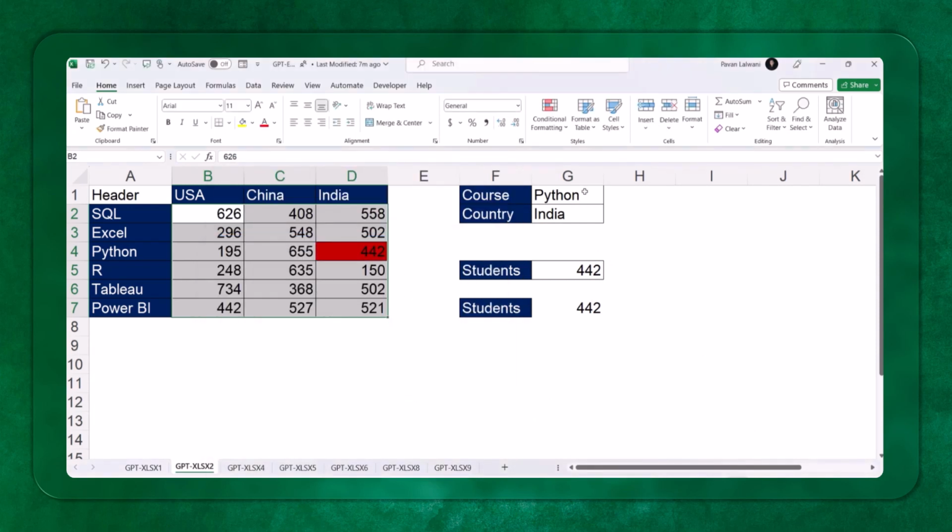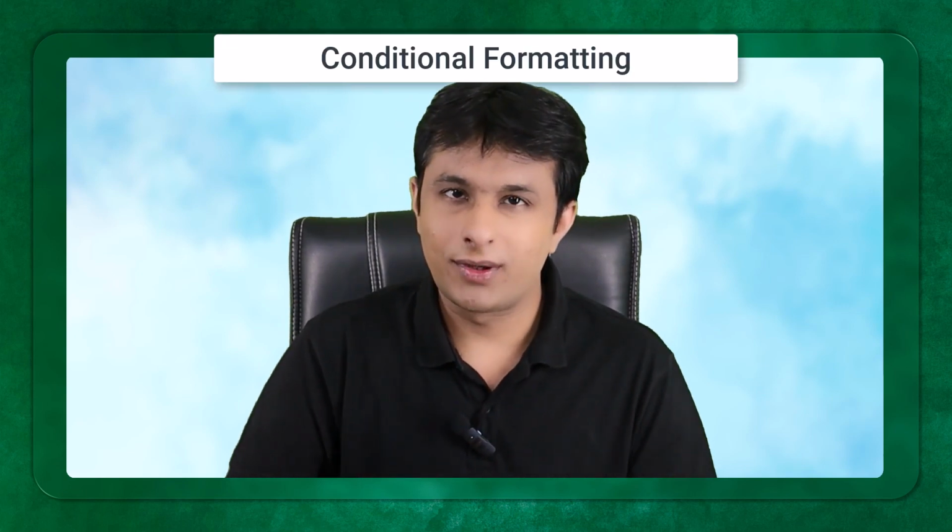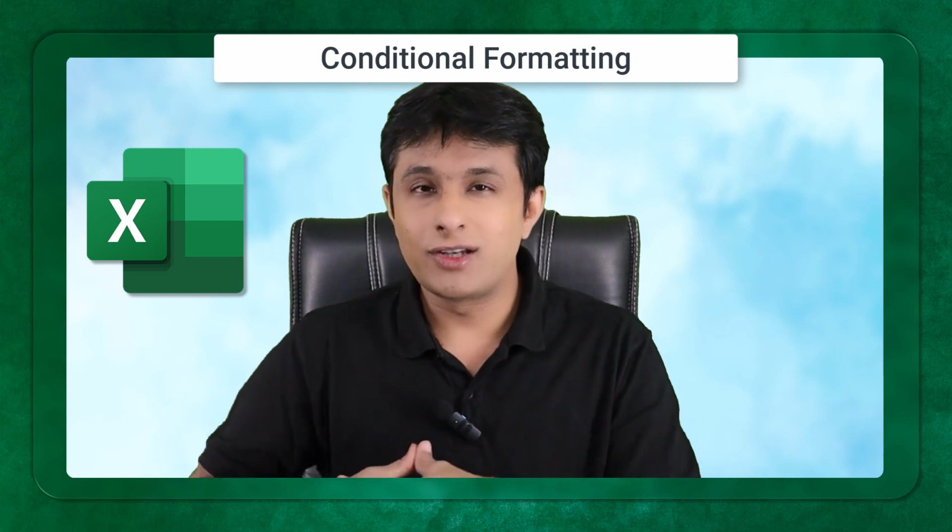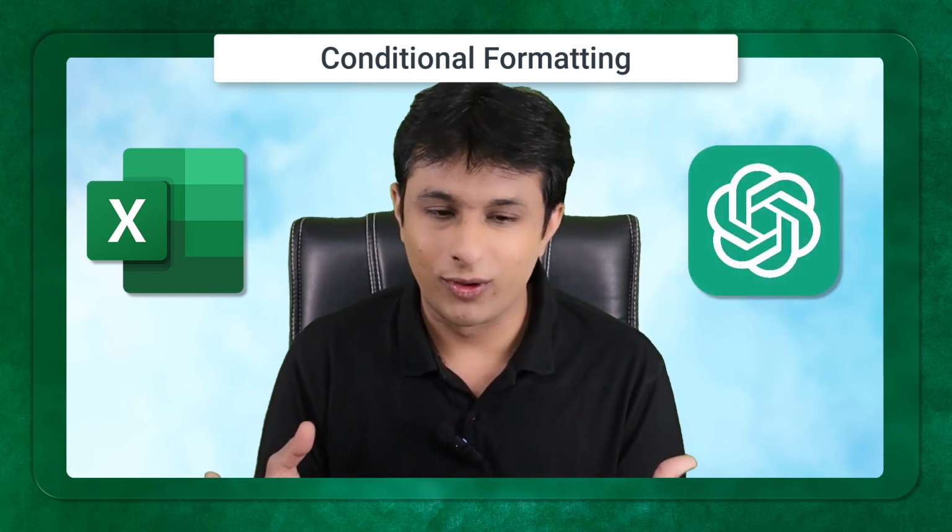So now if you see, if I select the name of the course, Excel, and name of the country, let's say China, there are 548 students which I've got. So it is so fast that I can quickly get the answers by looking at the formatting which is done. This is the conditional formatting available in Excel. But using GPT, I came to know the answers very, very quickly. Okay. So this is how you can work with ChatGPT. I hope you have understood how to generate the Excel formulas using ChatGPT. And that's all for this video.